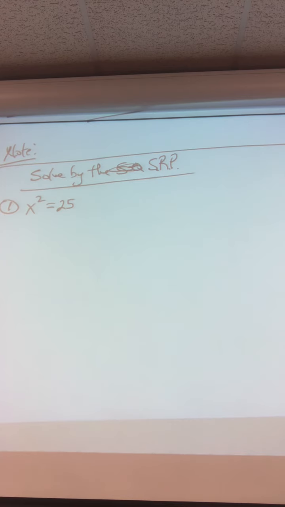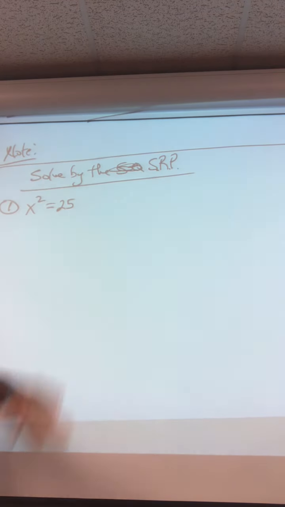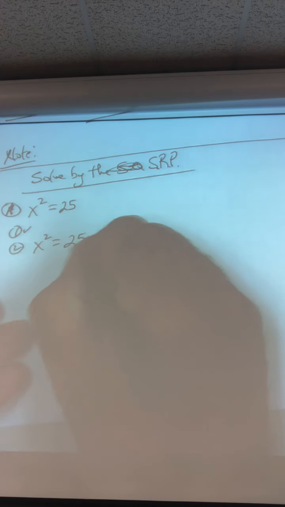Okay, here we go. Step 1: isolate the squared term on one side, constant on the other. It is. So the first step, let me call this example A, is done. Step 2, take the square root of both sides.